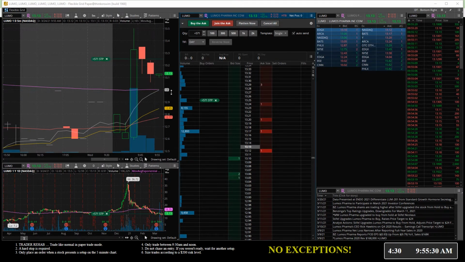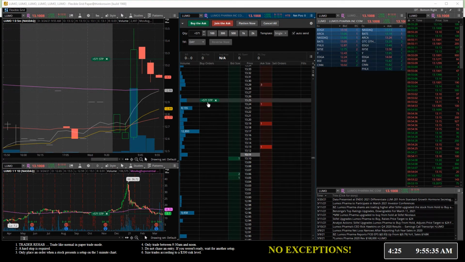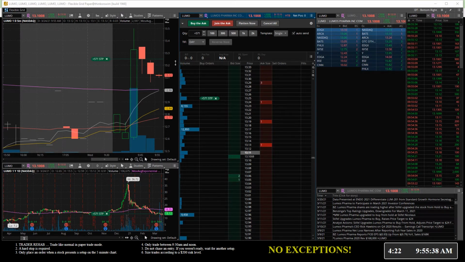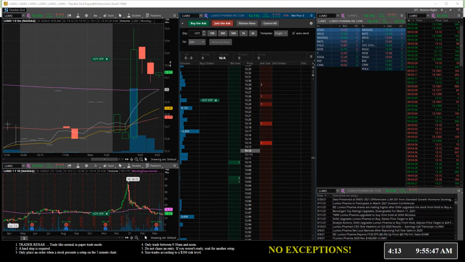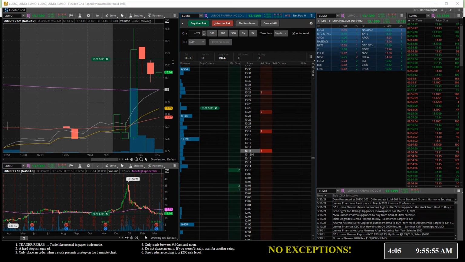Entry there, which is 34 cents, which gives me, for my $200 risk for the day, a 571 share entry. Entry at 1325. My target would be a 68-cent target, which would be $13.93, so just short of 14 bucks.